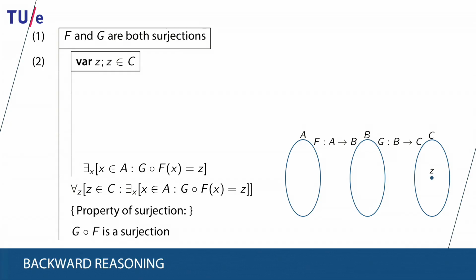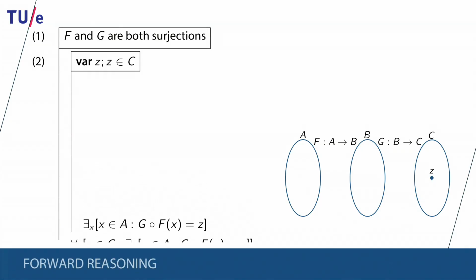Let's picture the situation. There are sets A, B and C and mappings F from A to B and G from B to C, and there is an element Z in C. And we need to establish the existence of some x in A such that G after F maps x to Z. We proceed in forward reasoning mode.